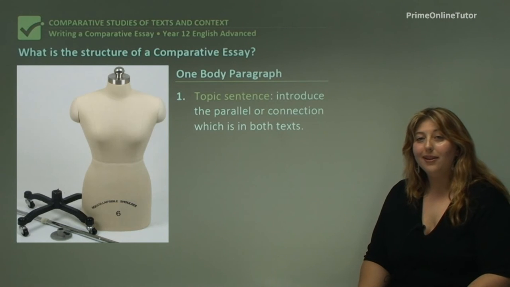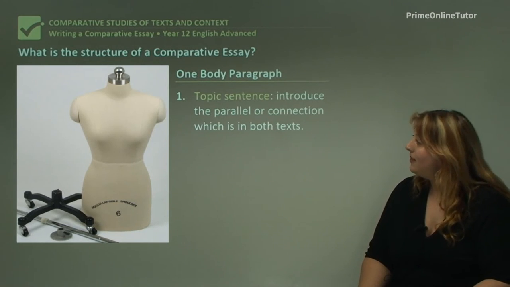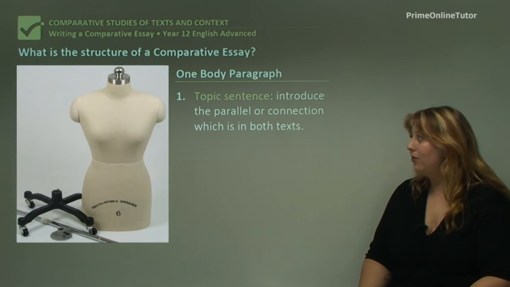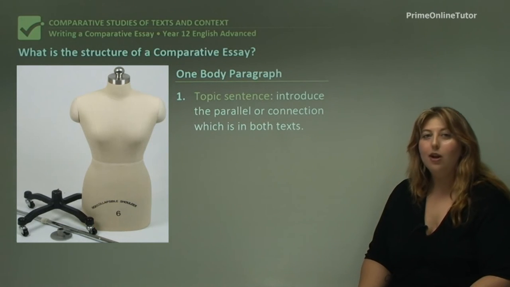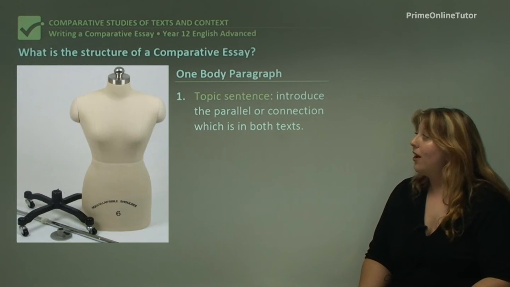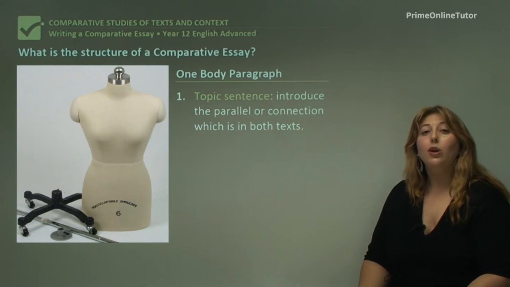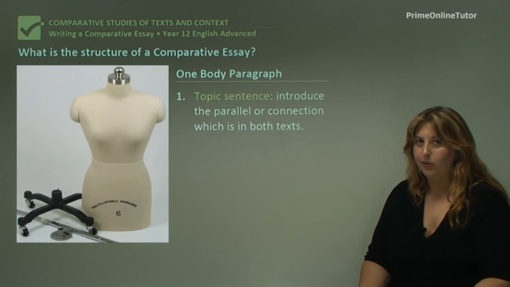In one body paragraph, this one's going to be a little bit different from what you're used to. The topic sentence: you must introduce the parallel or the connection that's in both texts. Try and be concrete and specific about this, don't generalize. You also want to make sure you use the word either parallel or connection, and if you're doing exploring connections, you want to use the word implicit or explicit to tell us which kind of connection you're exploring.